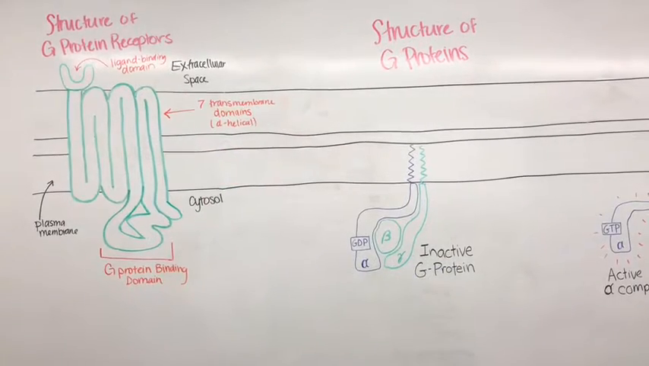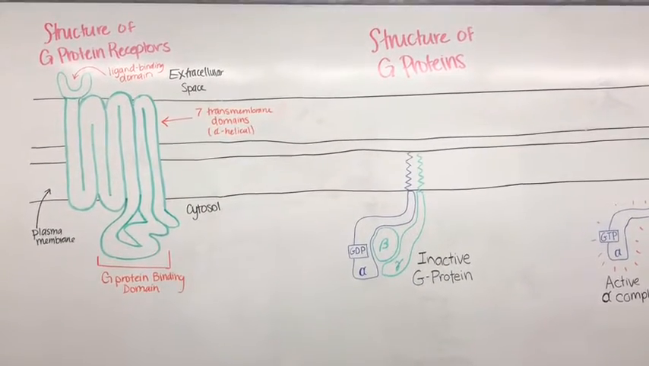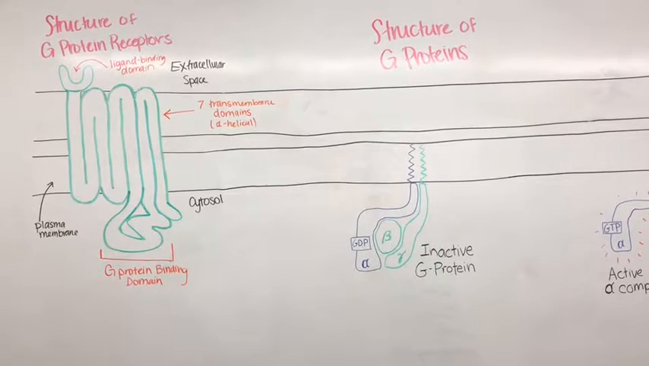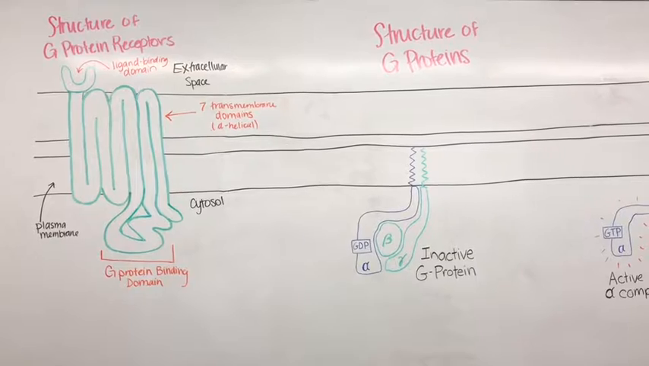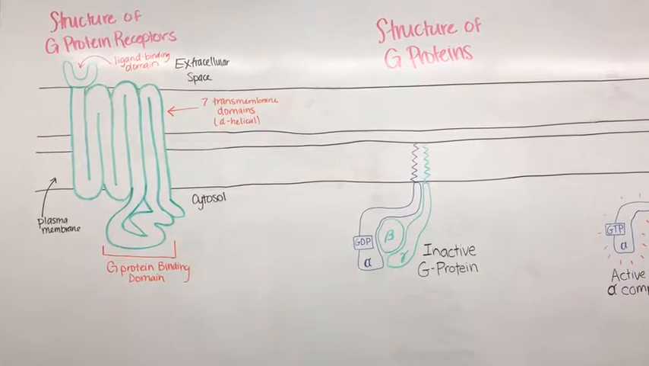A G protein-coupled receptor has 7 alpha helices which pass through the plasma membrane. The binding site accepts signaling molecules from the extracellular space to activate G proteins inside the cell.